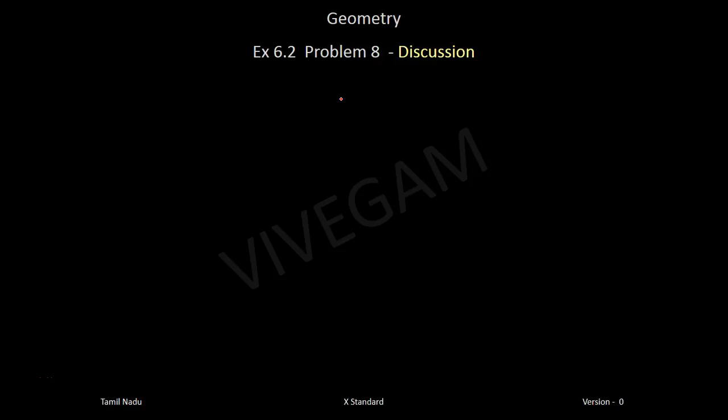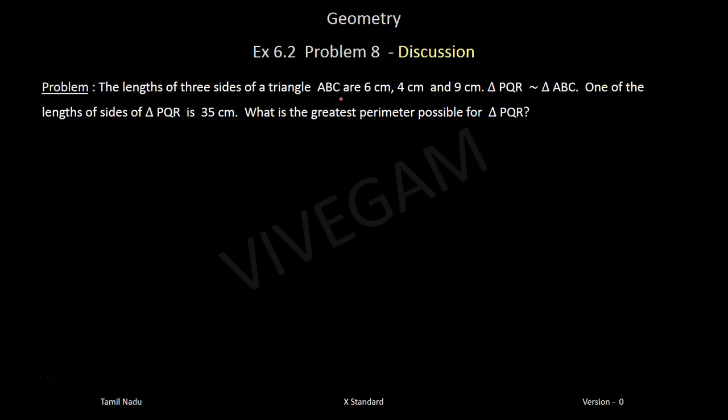Exercise 6.2 Problem 8 Discussion. The lengths of three sides of a triangle ABC are 6 cm, 4 cm and 9 cm. Triangle PQR is similar to triangle ABC. One of the lengths of sides of triangle PQR is 35 cm. What is the greatest perimeter possible for triangle PQR?